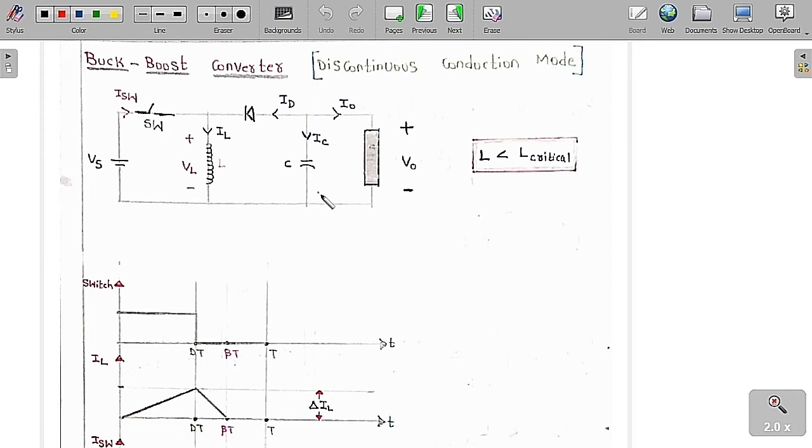So this is the output voltage plus or minus V0, and this is the output current I0, and this is the capacitor current IC, and this is the diode current ID, and this is the inductor current, which is IL, and the voltage across the inductor is VL, and this is the switch current, this is the switch, and this is the switch current, ISW. So whenever the chosen inductance is lesser than the critical inductance, then only discontinuous conduction is possible.